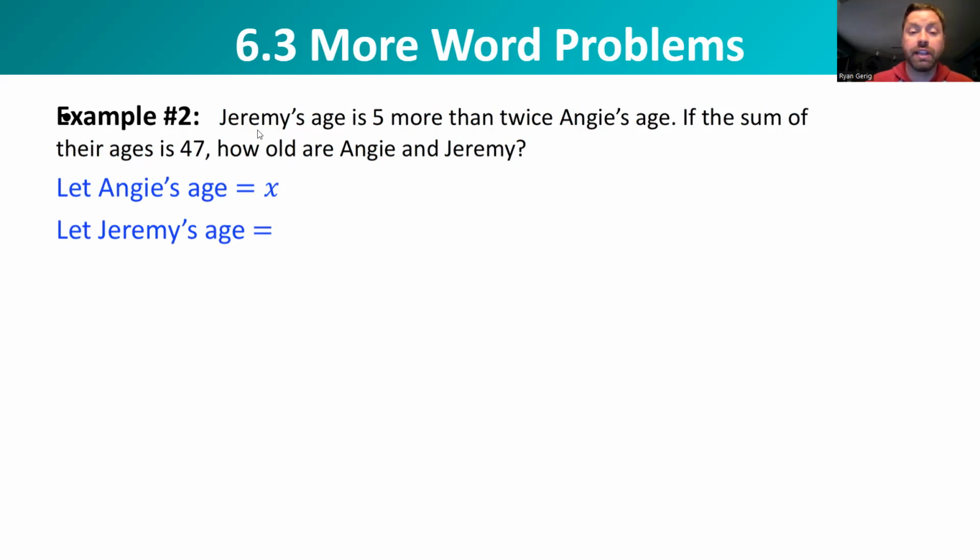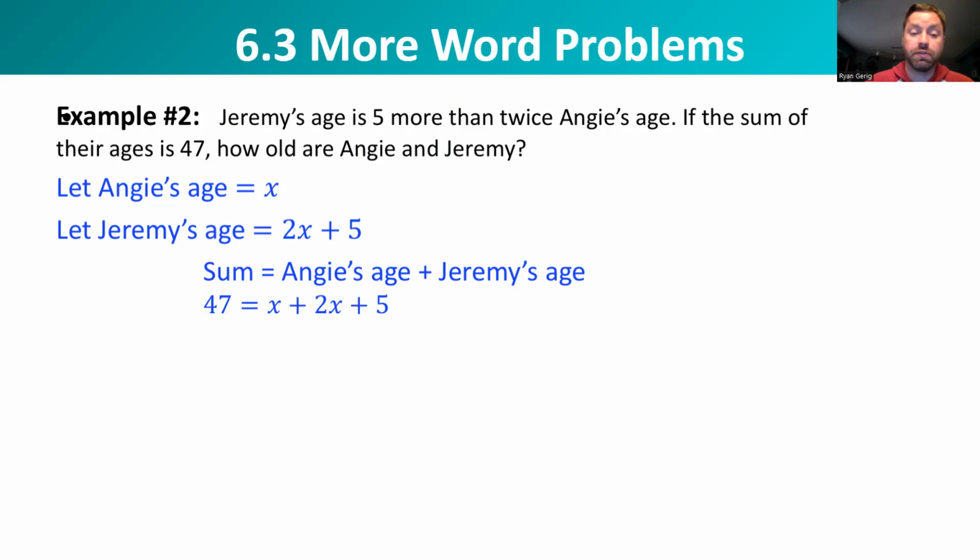So let's go back up to the relationship up here. The first sentence describes the relationship. Jeremy's age equals 5 more than, so 5 plus, twice Angie's age, or 2x plus 5. Okay, that's nice. We've defined both the variables. Both of them have an x in them. Now we need to understand what the sum means. Sum is Angie's age plus Jeremy's age. So the sum we already know is 47. Angie's age is x. Jeremy's age is 2x plus 5. There's our equation. Now we should be able to solve that.